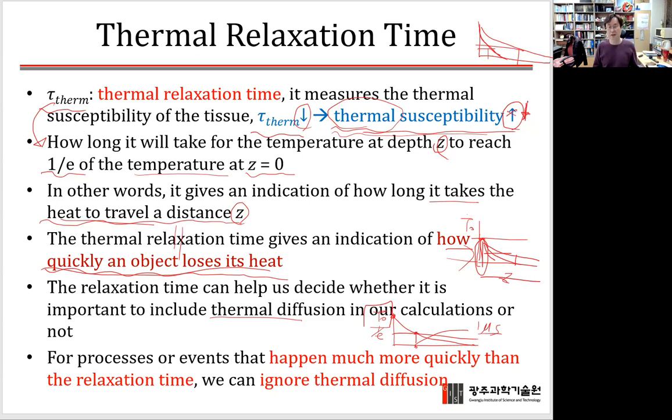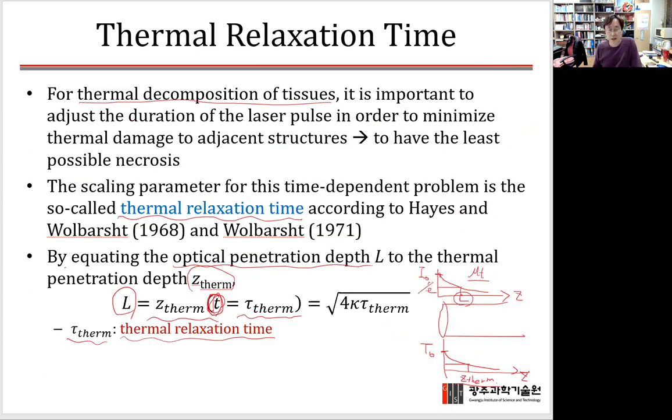No, I think that this is not right. So in the previous equation, previous slide, we have seen that this tau term is the thermal relaxation time, and it represents the time for the temperature to drop to the 1 over E point. This is the thermal penetration depth term, and this has to be matched with the optical penetration depth.